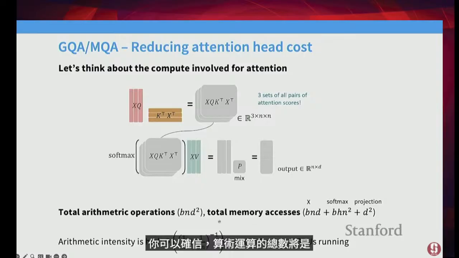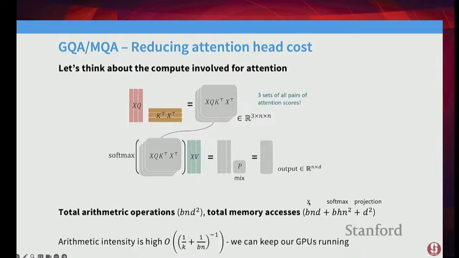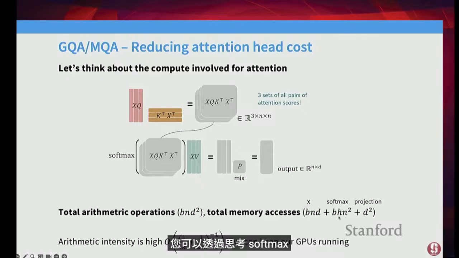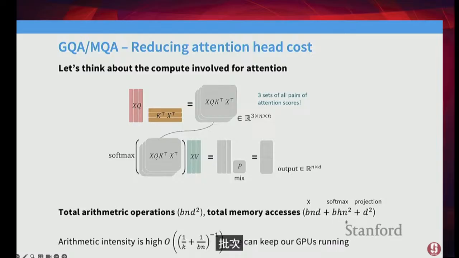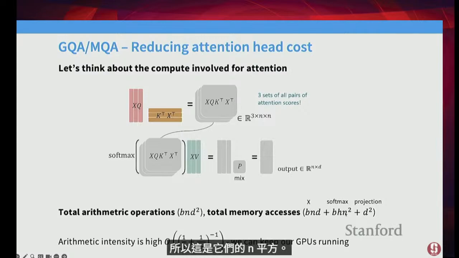And you can ask about the total memory accesses, and this is going to be B times N times D. For example, accessing just this matrix here, this XQ, is going to be that size. And then the softmax is going to be B times H times N squared. You can convince yourself of that by thinking about the size of the softmax matrix, which is going to be batch times number of heads times all of the different softmax activations that you have. So that's N squared of them, right? And then you've got D squared projection operations at the very end over here.